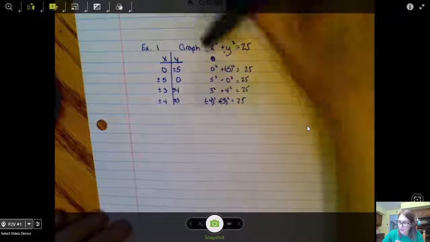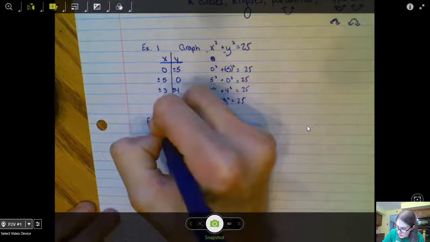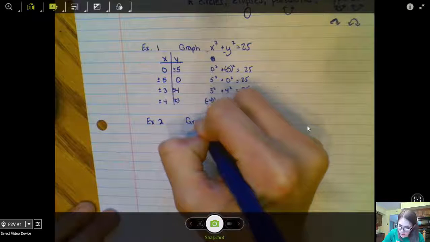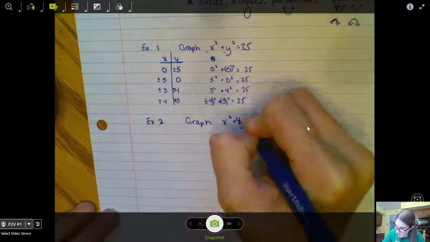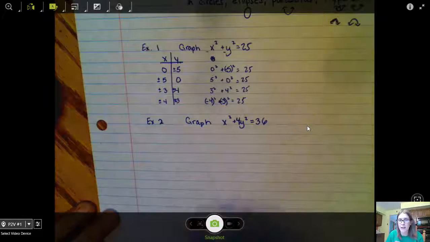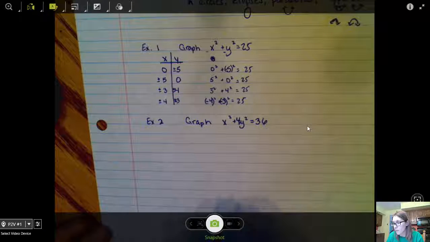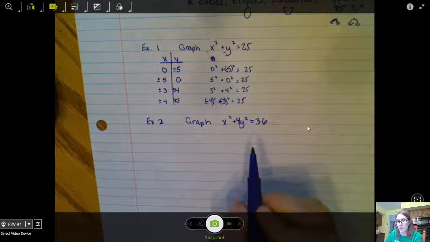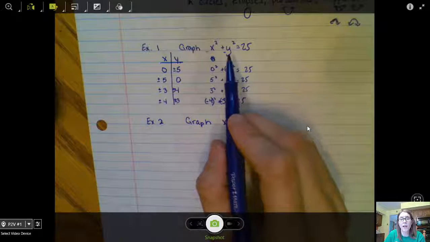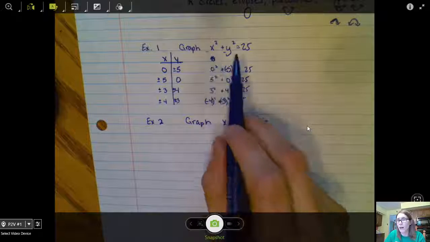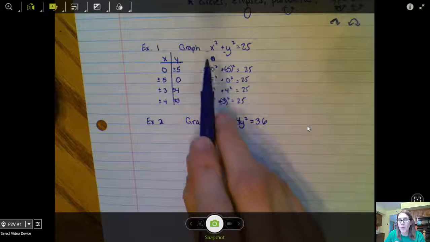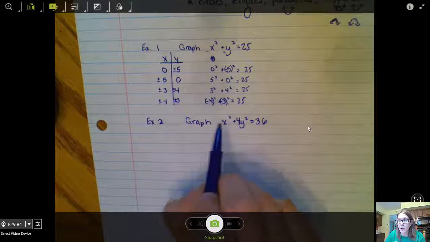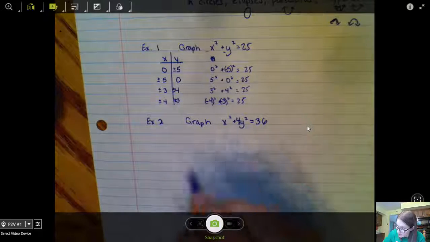My next equation we're going to look at, and we're going to do a pretty similar process to what we did with our circle. We are going to graph x squared plus 4y squared equals 36. Again, I don't know what this looks like. If I look at how this equation compares to my circle that we saw earlier, I have an x squared and a y squared. I have addition, but my coefficients, where they were the same for a circle, are different here. Well, let's see what that does.